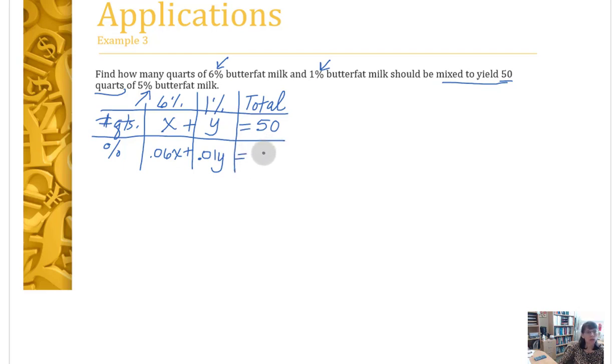Now, this total is made up of two different things. One part is the quarts, which is 50. The other is the percentage that we are trying to create, and that's 5%. So we must multiply 50 quarts by the 5%, or 0.05. From this, we get our system of equations. X plus Y equals 50, and 0.06x plus 0.01y equals the product of 50 times 0.05, which is 2.5.